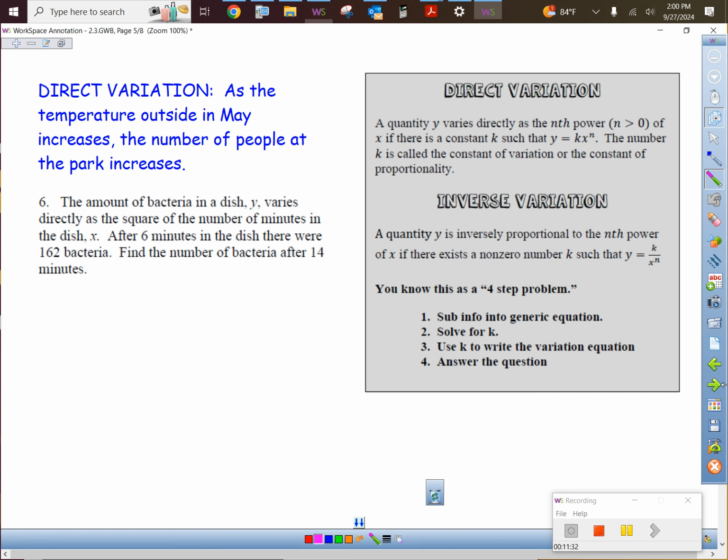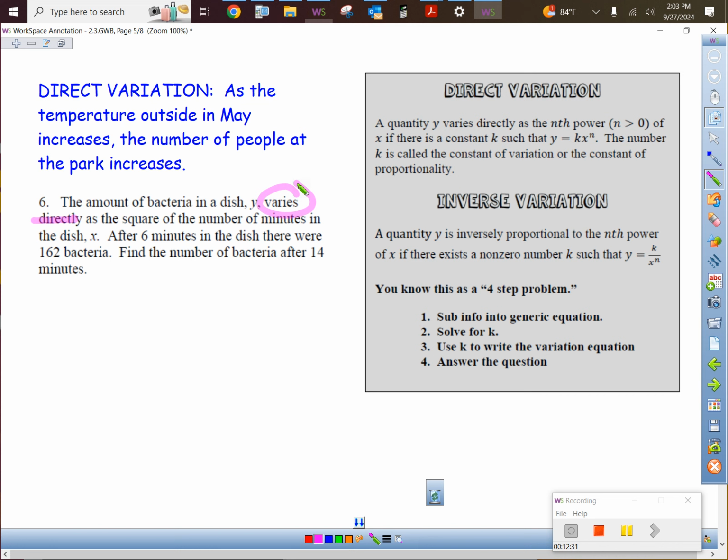Well, what happens is science collects all kinds of data. I like these scientific ones with a story behind them. It says the amount of bacteria in a dish, they want that to be Y. Here's the magic words. I'd like you to circle it. Varies directly. Like, circle the word varies, and then maybe underline the word directly, as the square of the number of minutes in the dish, X. That's weird, but they literally studied it.